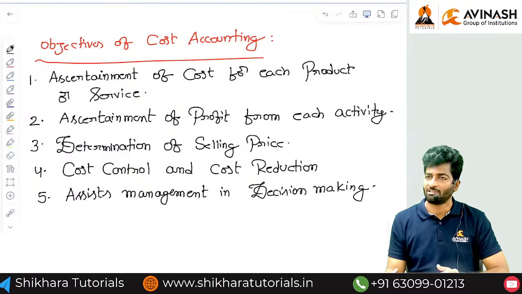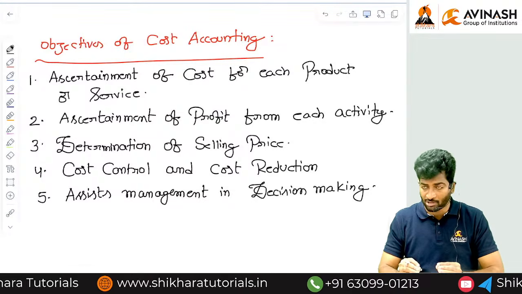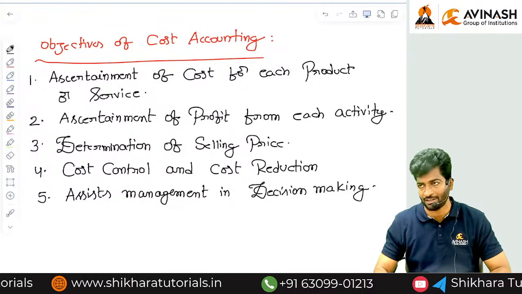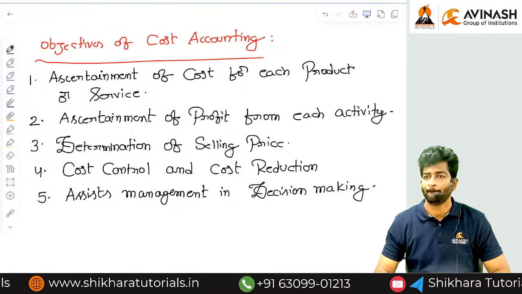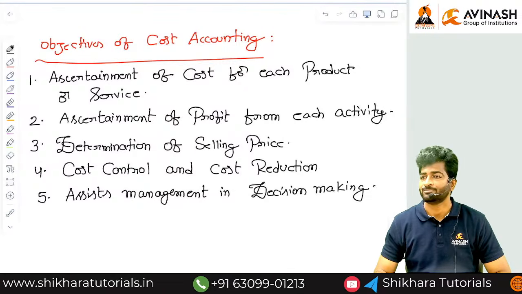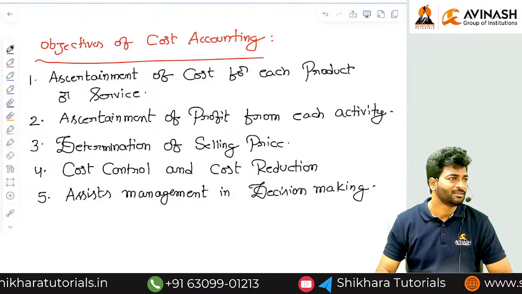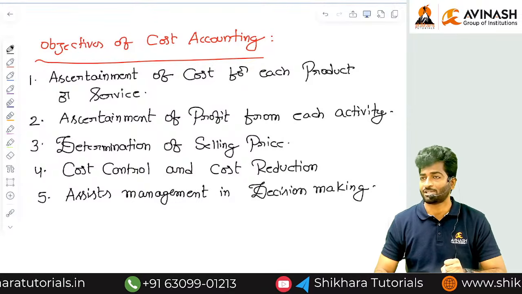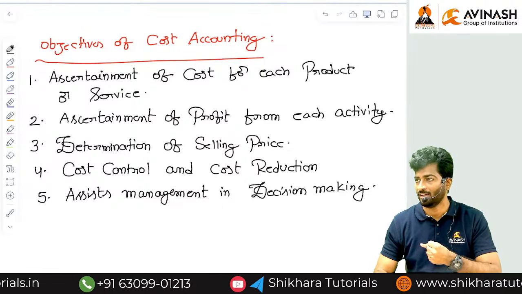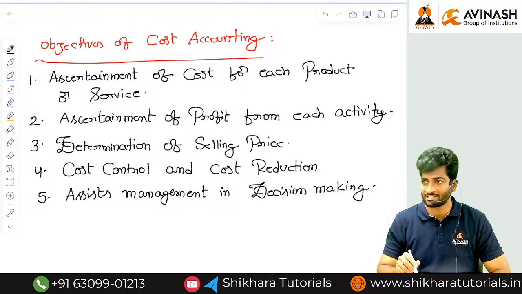See, by the way, what are the 5 points we have written: ascertainment of cost, profit, selling price, cost control, cost reduction, and assist management in decision making. What are these 5? Objectives means why we are learning this subject. What is the motive? What is the objective behind this cost accounting?